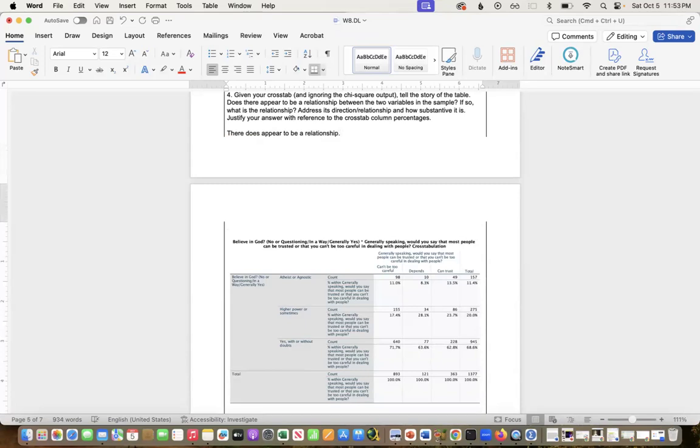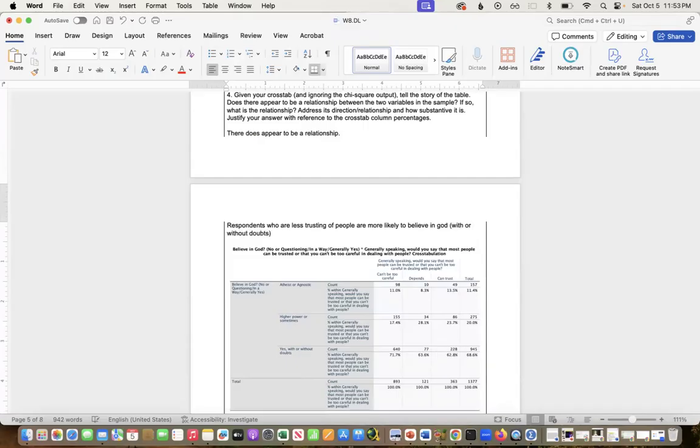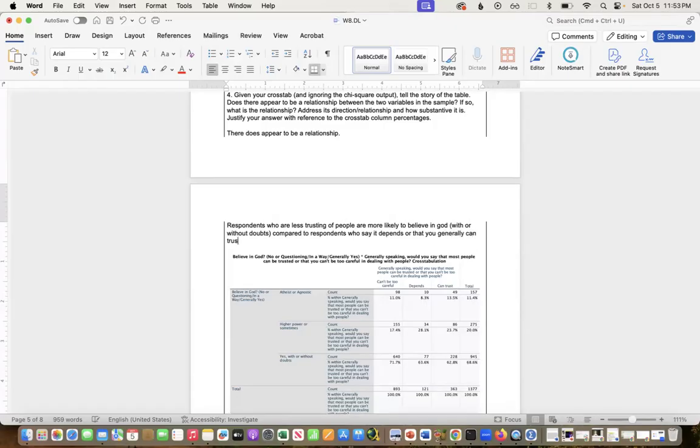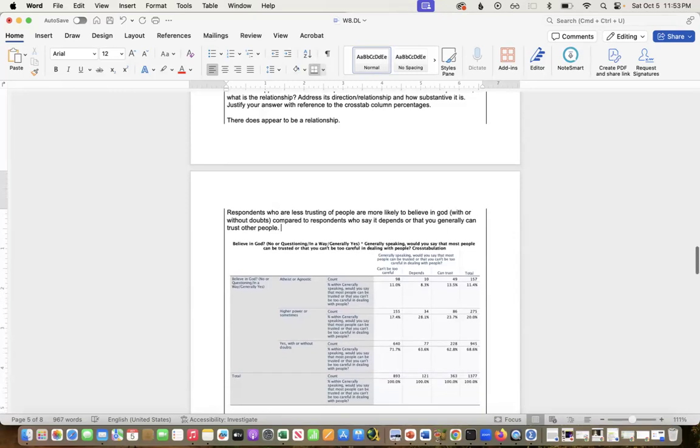What is it? Respondents who are less trusting of people are more likely to believe in God, compared to respondents who say it depends, or that you generally can trust other people. And that was the main finding.